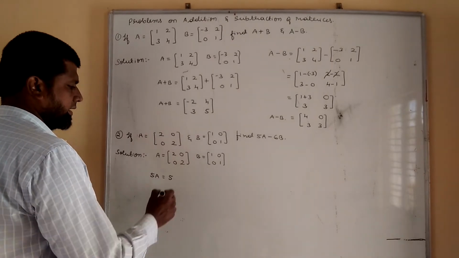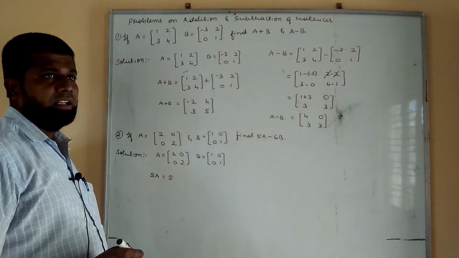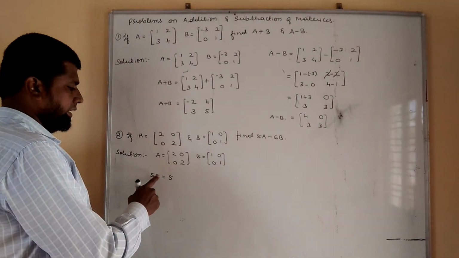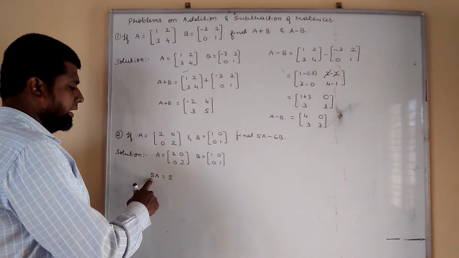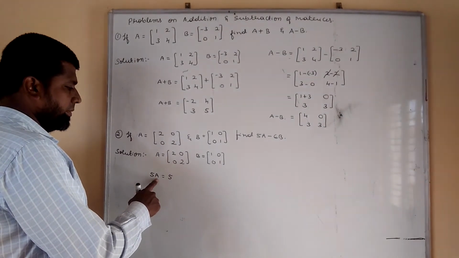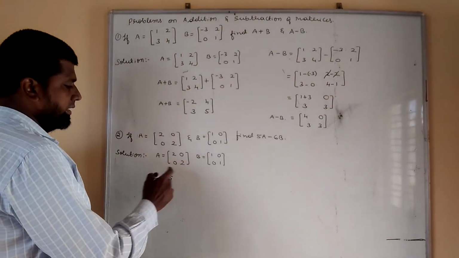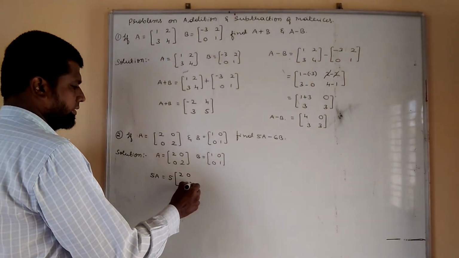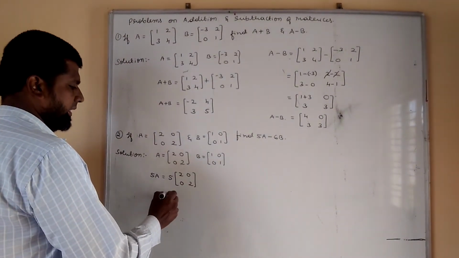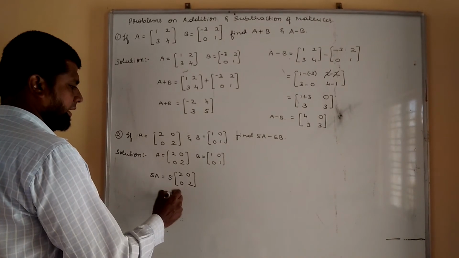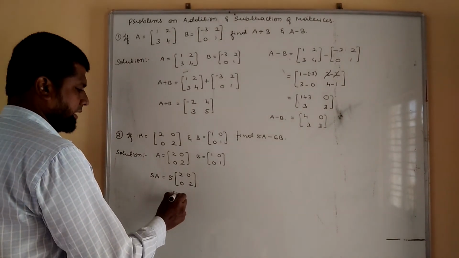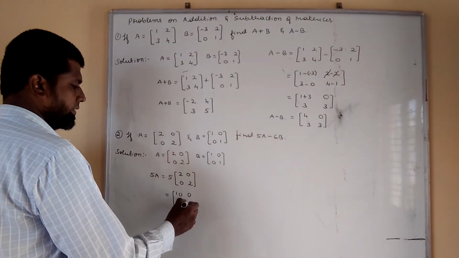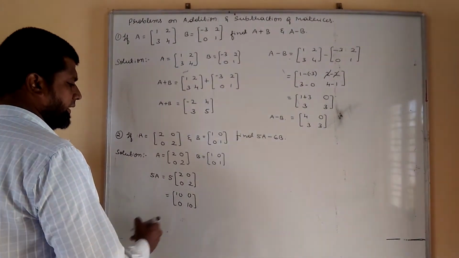5 is a constant, a scalar multiple. Yesterday we discussed the scalar multiple. K into A, K is a constant. A constant number should be multiplied. This is called a scalar multiple. 5 into A, 2, 0, 0, 2. Then if we multiply with 5, 5 2s are 10, 5 into 0 is 0, 5 into 0 is 0, 5 2s are 10. This is the value of 5A we got.